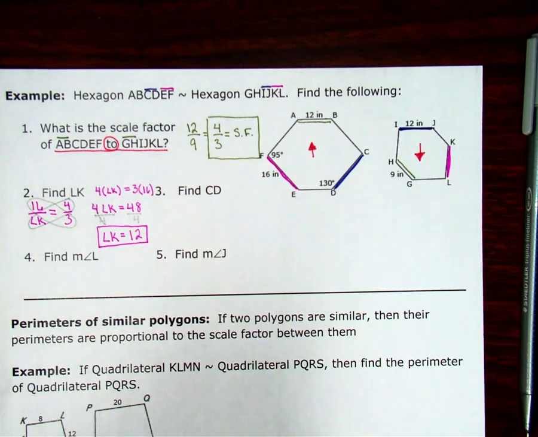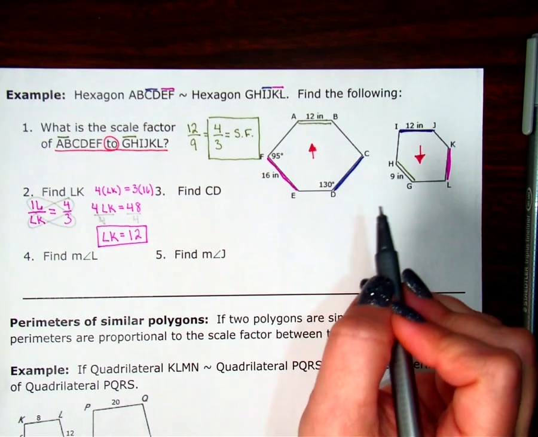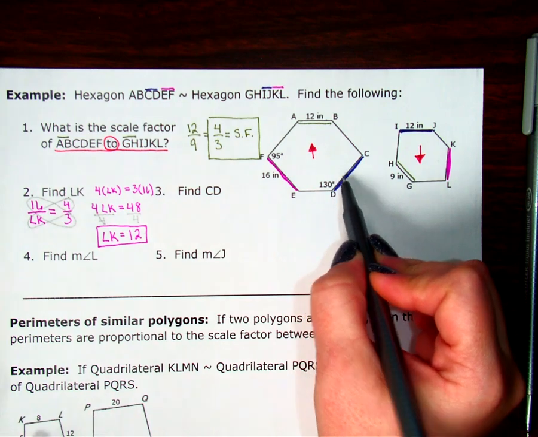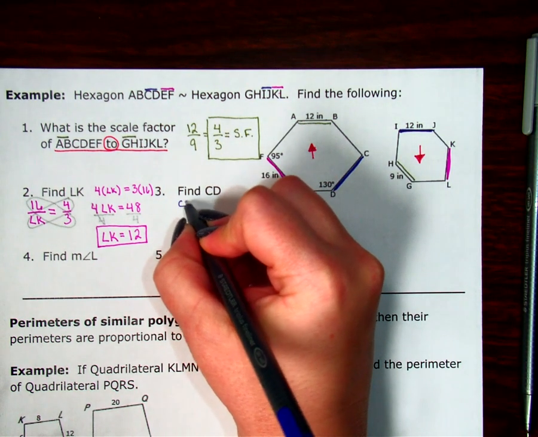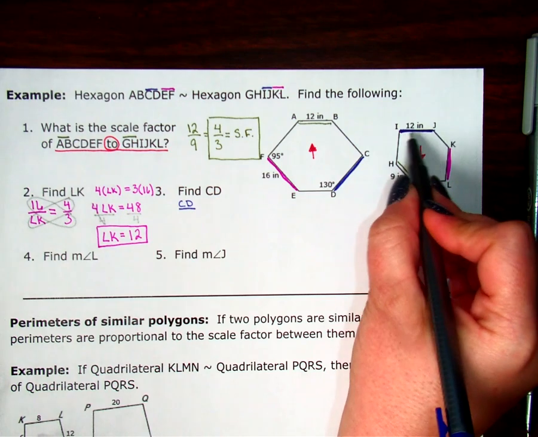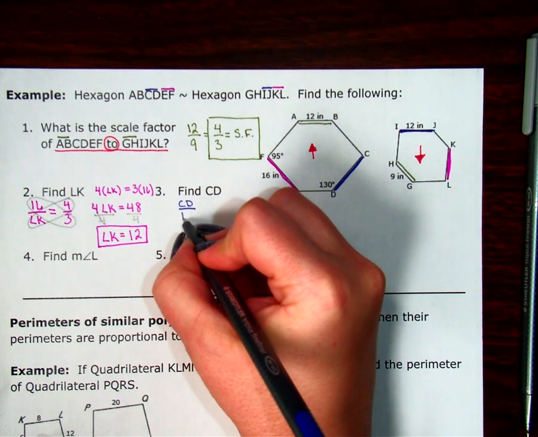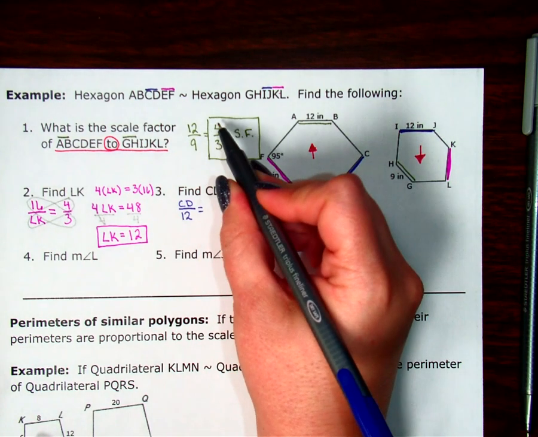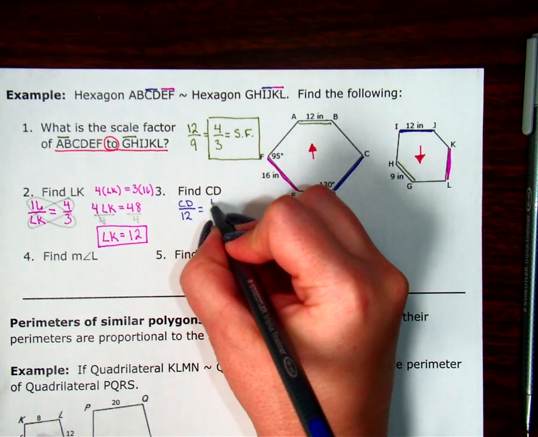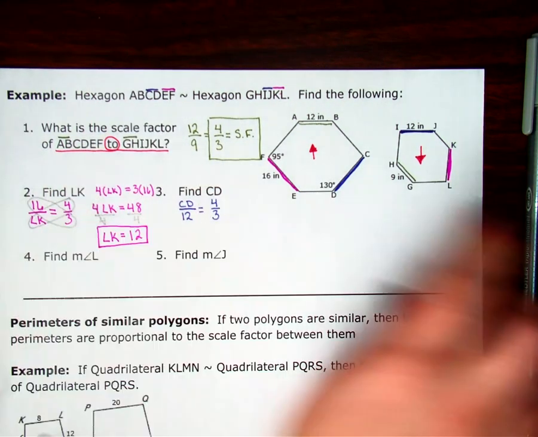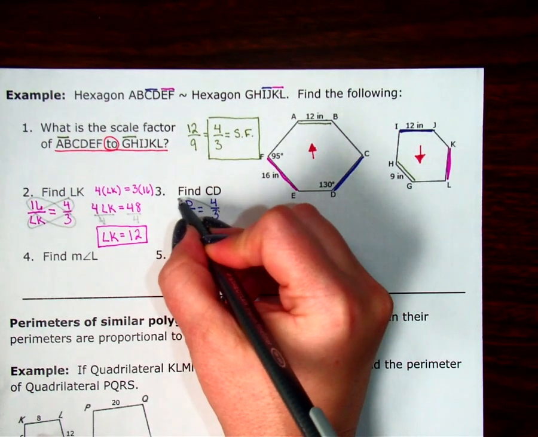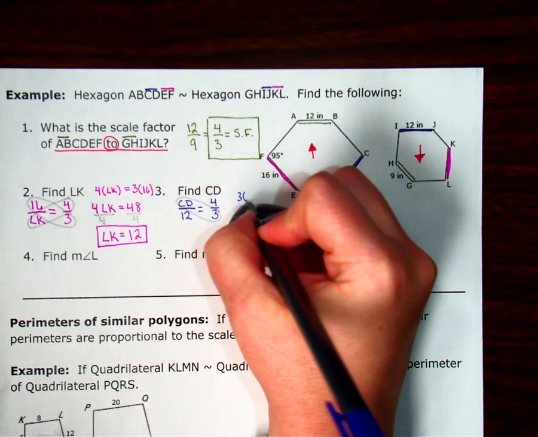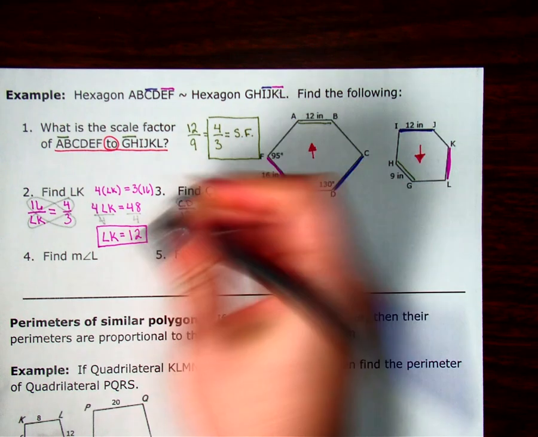Okay? So now we need to decide what goes in the top and what goes in the bottom. So CD is going to go in the top. And IJ, my 12, is going to go in the bottom. And I know when I reduce this fraction, it's going to reduce to the same thing my 12/9 did, to my scale factor, 4/3. So now I'm ready to cross multiply. 3 times CD equals 4 times 12.